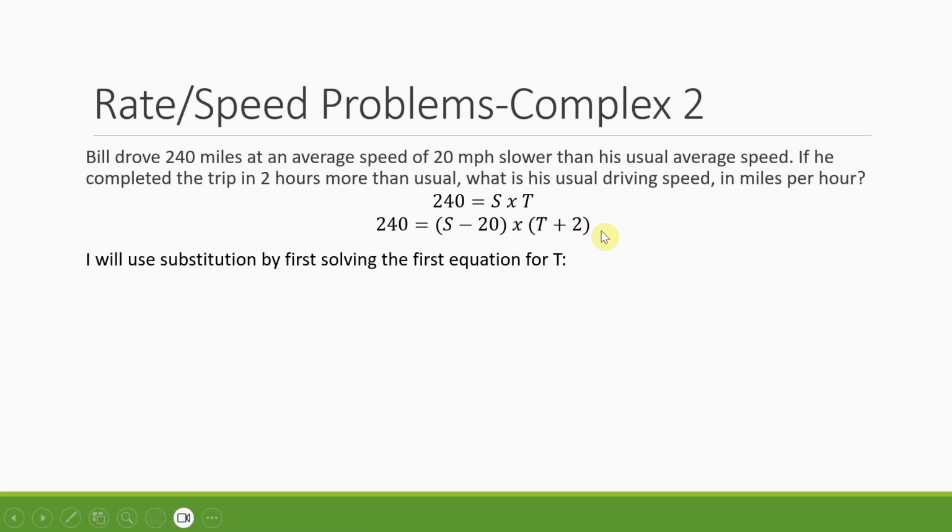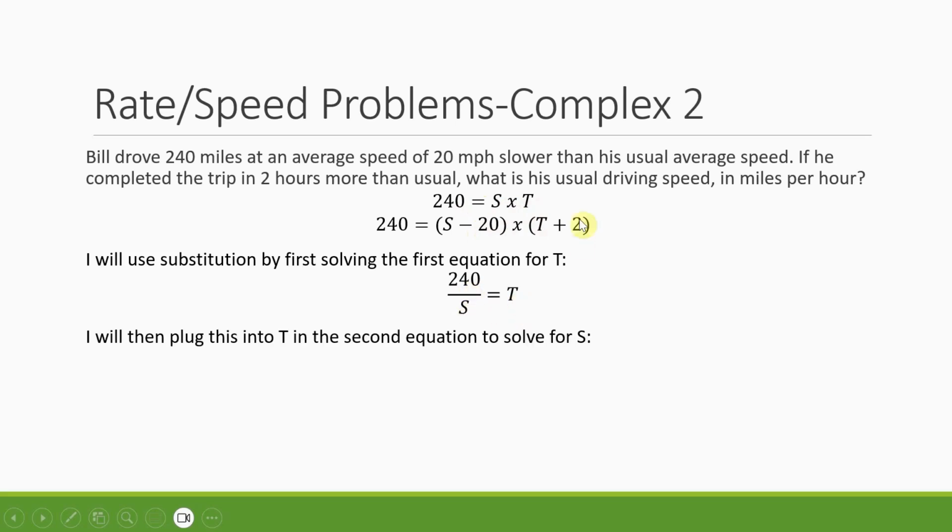I'm going to use substitution because I think it's easier in this case. So I'm going to solve this first equation for t, and then I'll plug that in to the second equation. So all I did for this first one was just divide by s. So I get 240 divided by s equals t. So now I can plug this, because that came from the first equation, I'll plug it into the second equation. So where I see t, I'm going to put 240 divided by s.